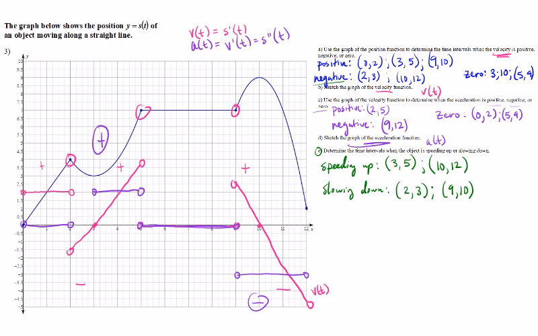But for me, the graph makes a little more sense. If it's going away from 0, speeding up. If it's going towards 0, it's slowing down. Okay. All right. So that's that.